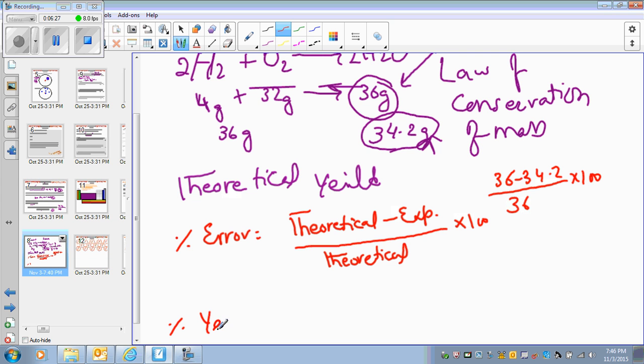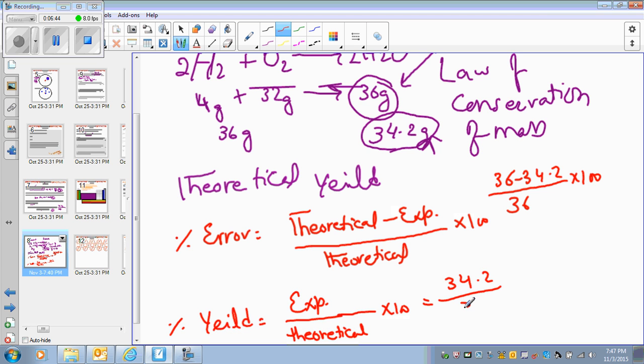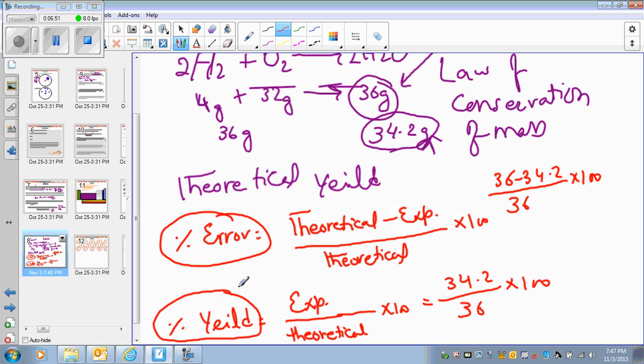Once again, what was percent yield? The experimental divided by theoretical, times 100. So it was 34.2 divided by 36 times 100. So these are two different things, percent error and percent yield. Percent error is theoretical minus experimental divided by theoretical times 100.